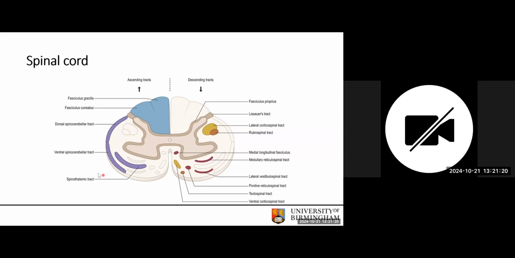And then this diagram taken from Crossman and Neary is showing us some types of ascending tracts here on the left, and some types of descending tracts here on the right. Now, they are just highlighting the ascending tracts here and the descending tracts on the right hand side, but that doesn't mean that they won't be here. So everything is in both sides, right and left.